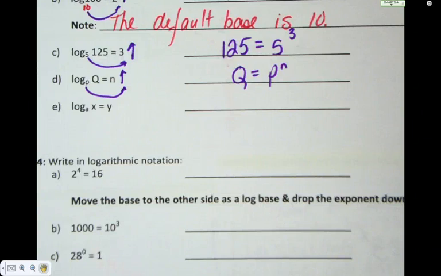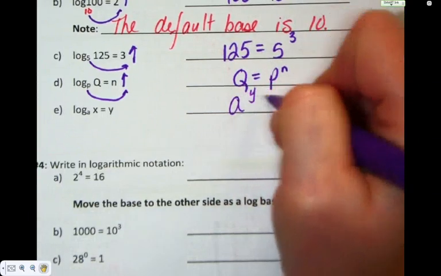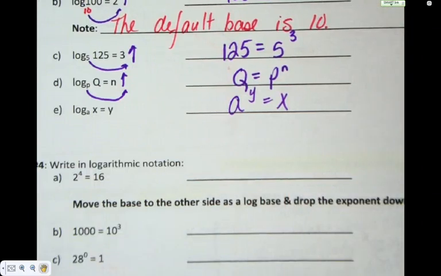Try the next one all by yourselves. Log base A of X equals Y. A to the Y equals X. What did I do there? I switched it. Does that matter? No, you can also have X equals A to the Y. Completely up to you which it is. Who had that correct? Awesome.